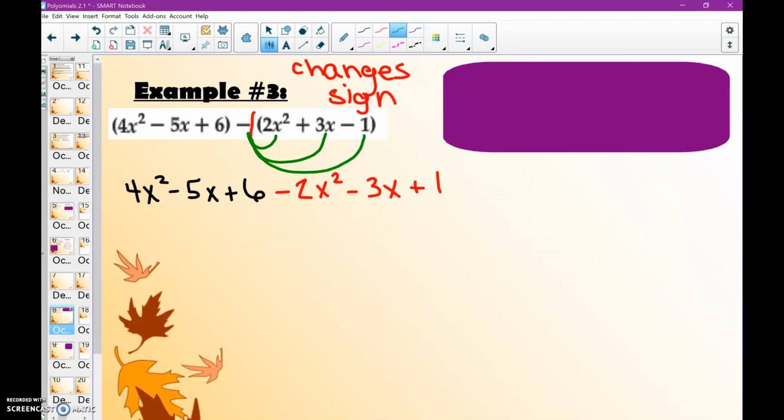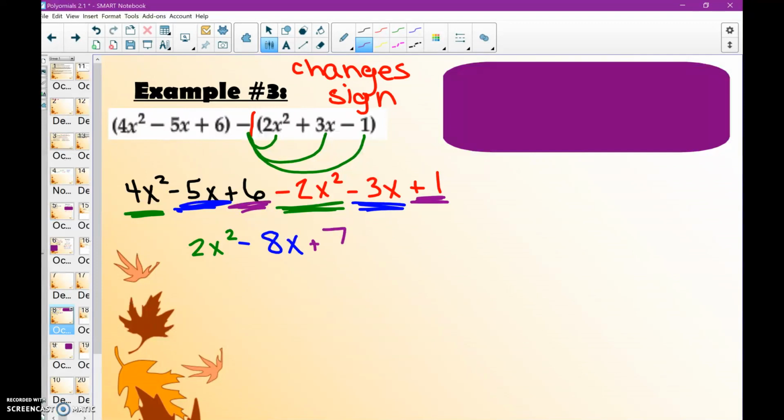Now I can start combining like terms. So 4x squared, what else has an x squared attached to it? That'd be negative 2x squared. Well, 4x squared minus 2x squared is 2x squared. Negative 5x can combine with negative 3x. Well, negative 5 and negative 3 make negative 8x together. And then we have plus 6 and plus 1. So that makes plus 7 at the end. Notice I'm writing it in descending order. Biggest exponent, next exponent, and then no exponent at the end.